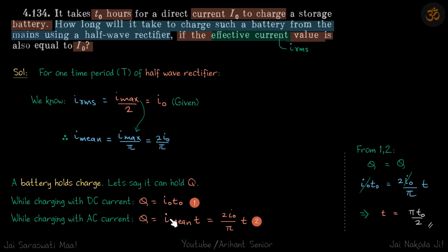So we put the value of I average. So Q is 2 I naught by pi into t. From 1 and 2, the charges are the same. So I naught T naught is equal to 2 I naught by pi into t. This gives t is equal to pi T naught by 2. And you can see quite obviously it's going to take longer than it will take with the direct DC current of I naught. Alright.